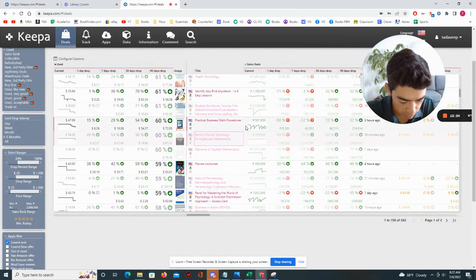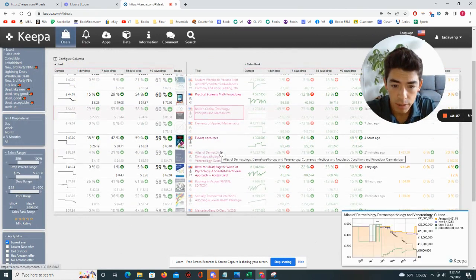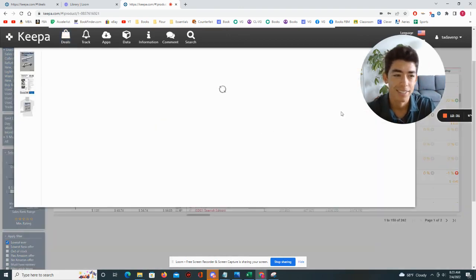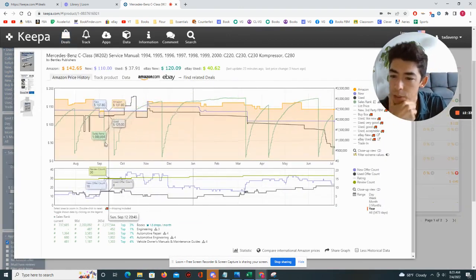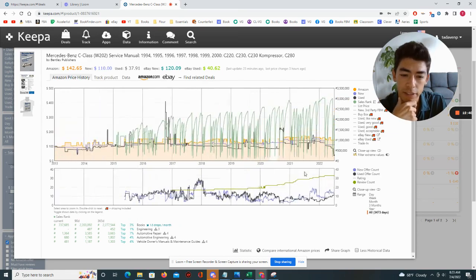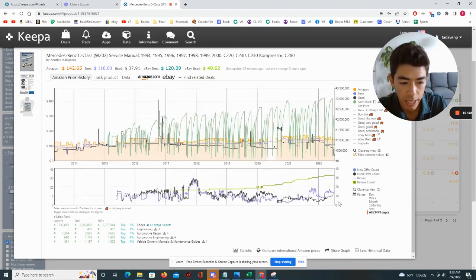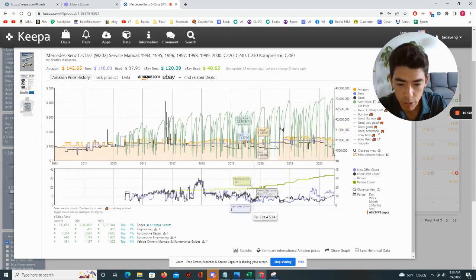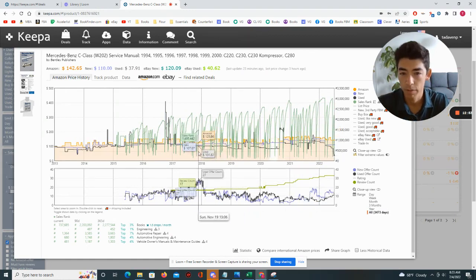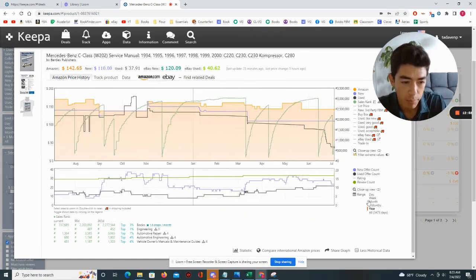Okay, let's keep going down. Let's see, I'm looking for Mercedes-Benz. All right. So Mercedes-Benz, this service manual is apparently very valuable. It's been selling for over $100. Even if you look back 3,000 plus days, over $100 is what its true value is. You can see that the used offer count is not really any higher than it used to be. And even when the used offer count was really high, the value still stayed the same.